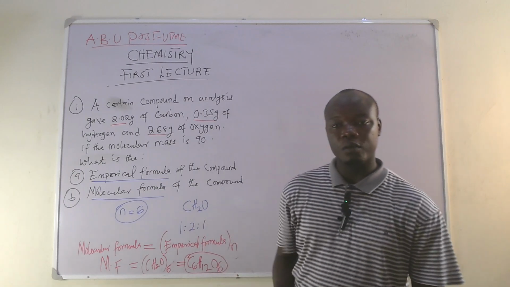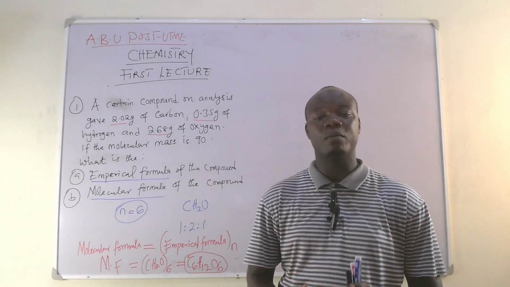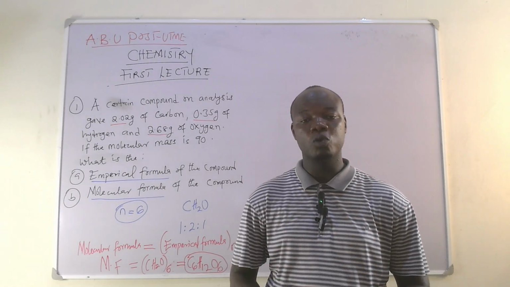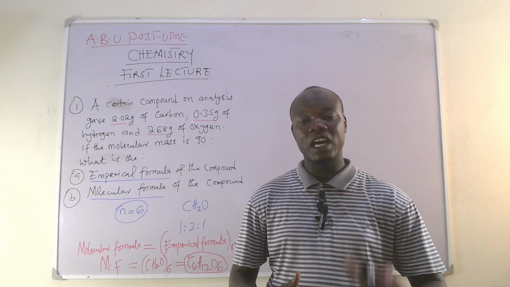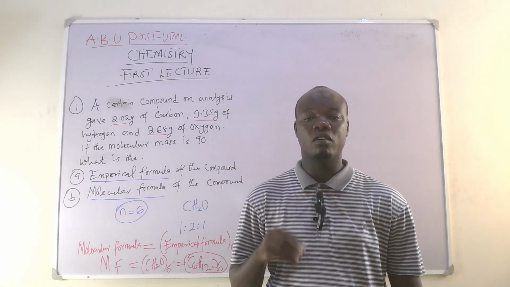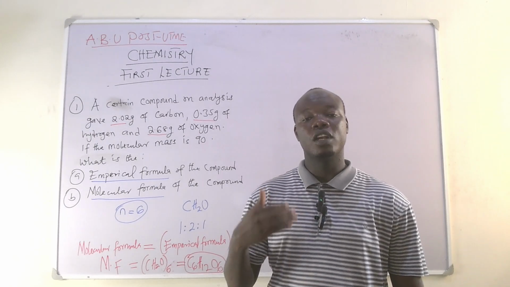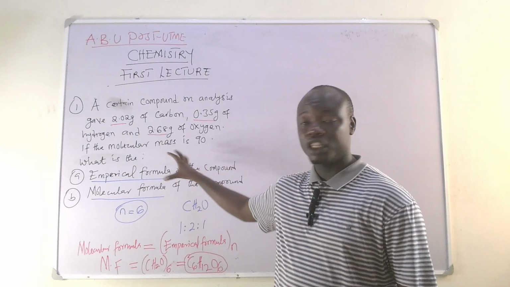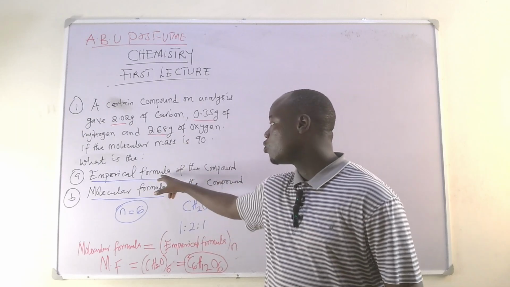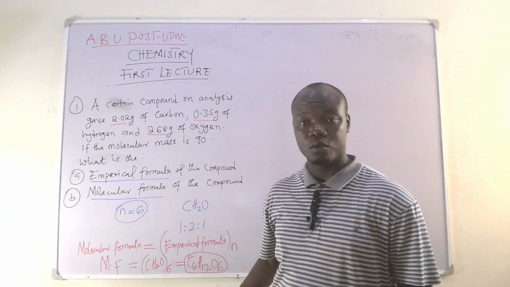So empirical formula is a formula that shows the exact ratio of elements present in a compound, while molecular formula is a formula that shows the exact number of elements present in a compound. Now let's look at this question and solve it, and from here we'll be able to calculate the molecular formula and the empirical formula.